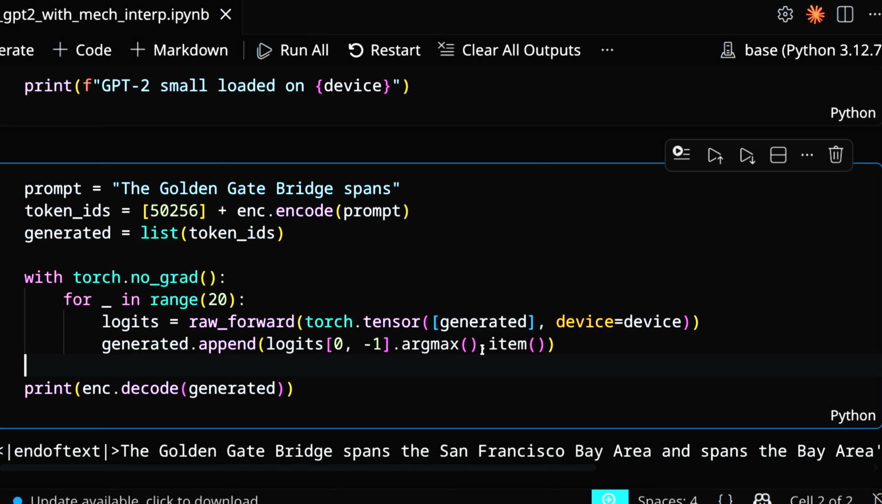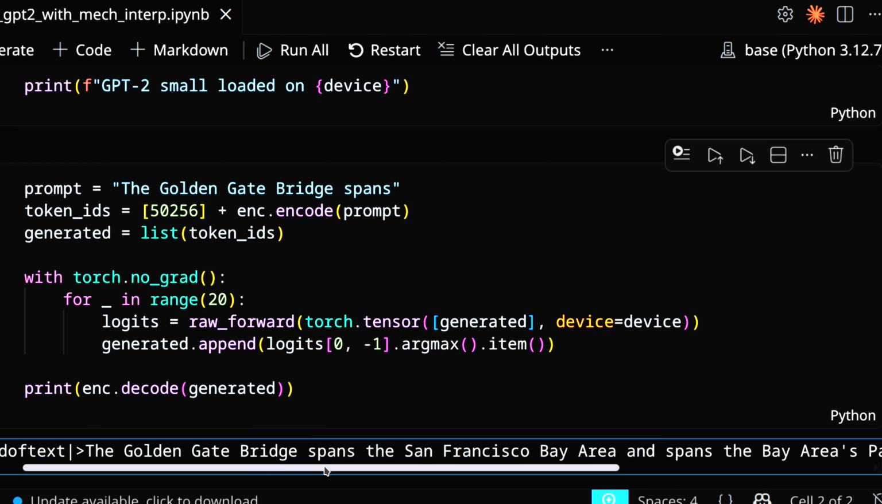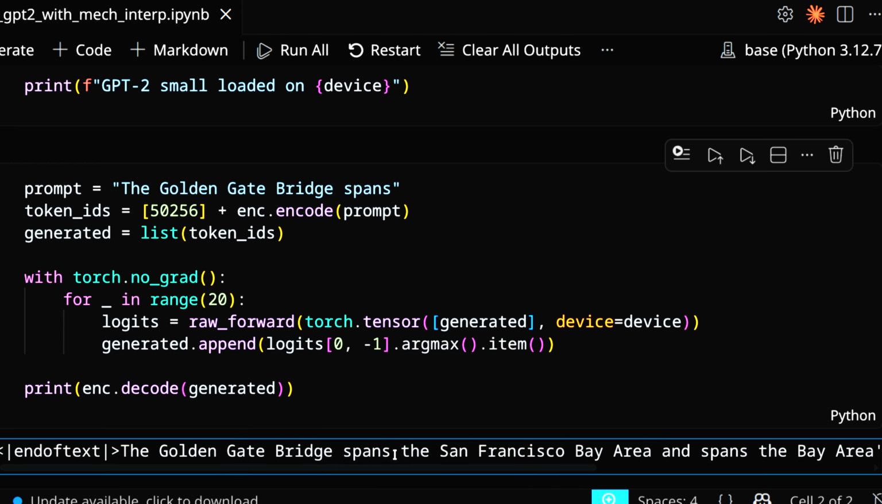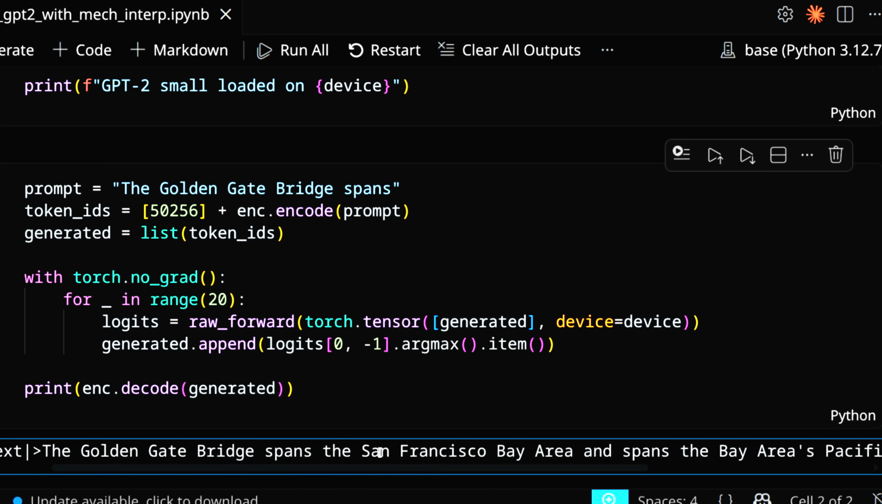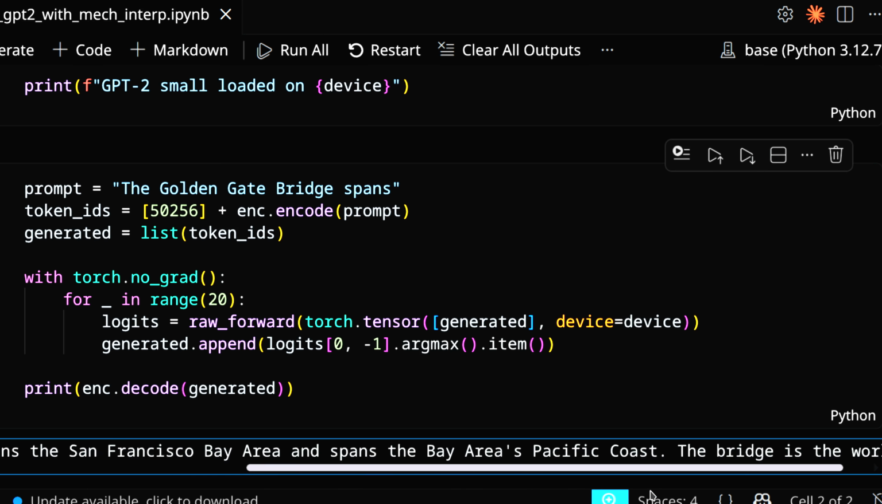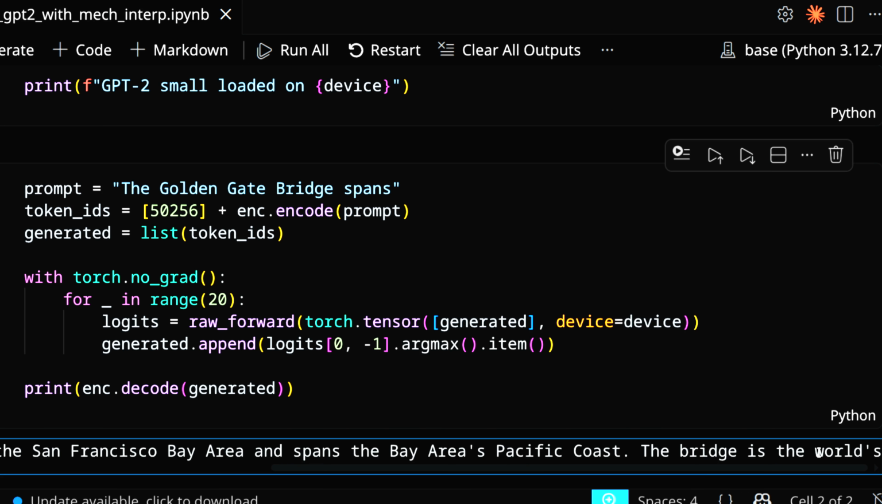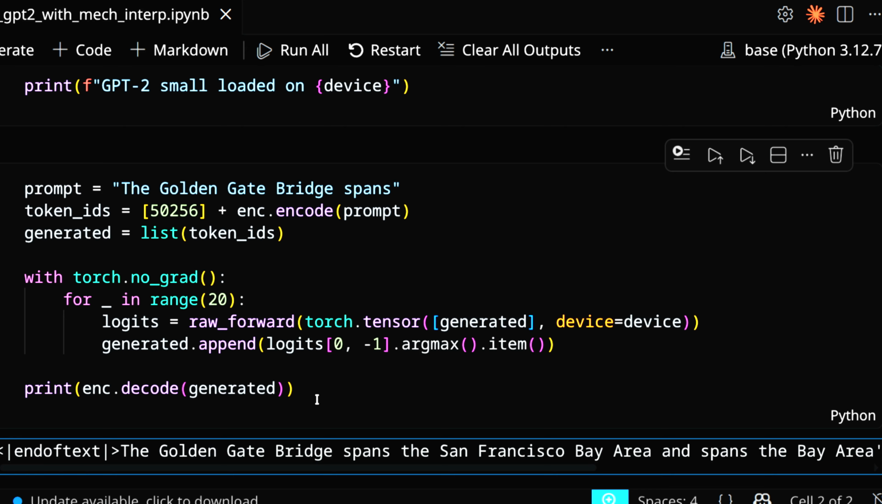And once that list is complete, once it hits this 20 limit, then it drops down and decodes and converts back to words again. So in this case, after putting in the Golden Gate Bridge spans, it said the next most likely token is the, followed by San, followed by Francisco, and then Bay Area, and spans the Bay Area's Pacific coast. The bridge is the world's, and then it stops right there because it hit that 20 limit. So that is how the forward pass of a transformer such as GPT-2 works.